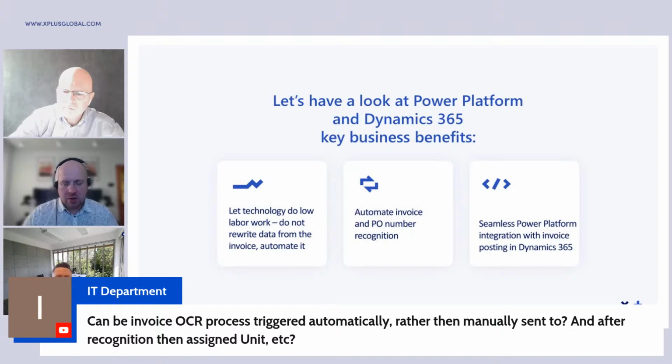So Power Automate can easily monitor your inbox constantly, and after this robot figures out that there is a PDF, it can automatically check if this is an invoice to be processed and posted in Dynamics 365. So we have a lot of options here, from a fully automated process to a partly automated one.